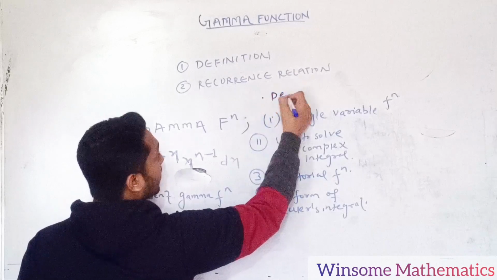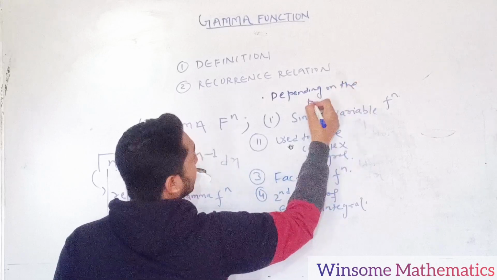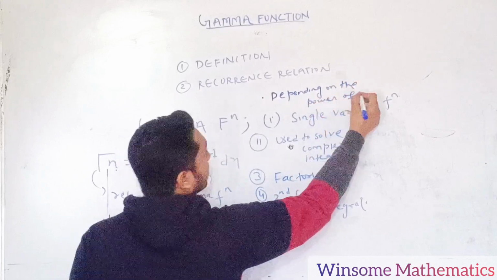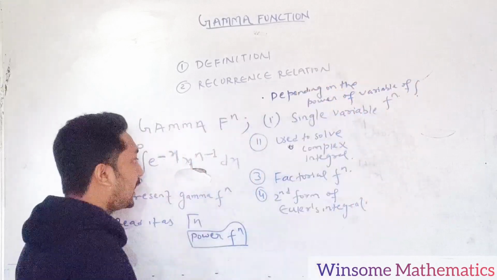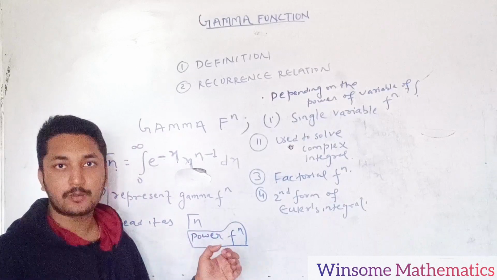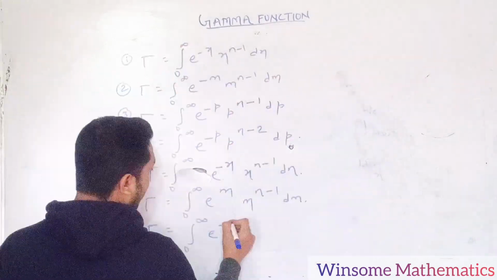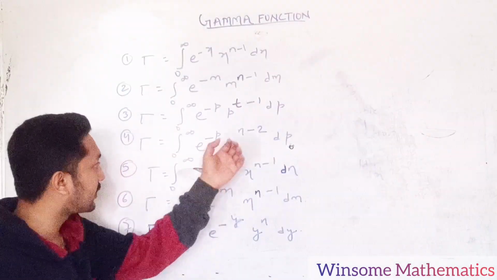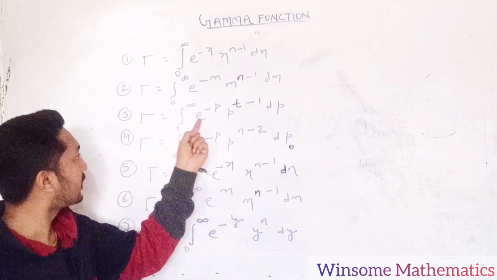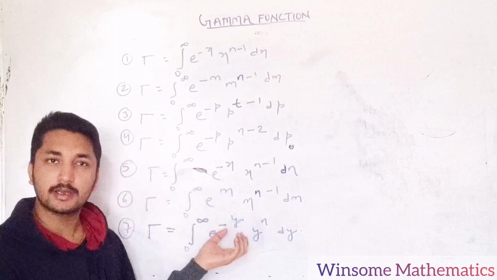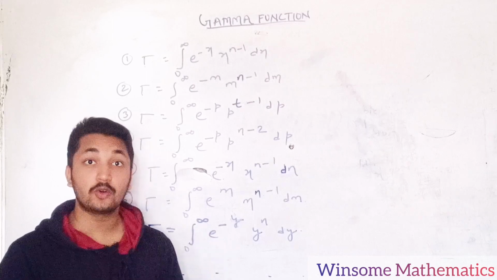That this is depending on the power of the variable of the integral. Okay, clear. Now we will take some examples to understand. What are you looking at? You were thinking that this is similar, this is also similar, this is also similar. Something is different, but they almost look similar. So this example is to make it more clear.